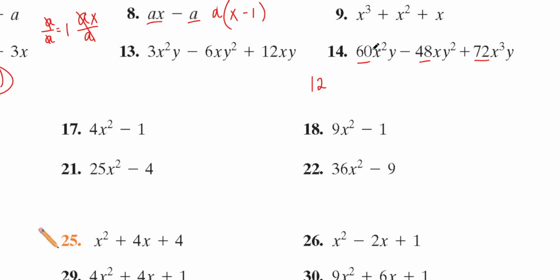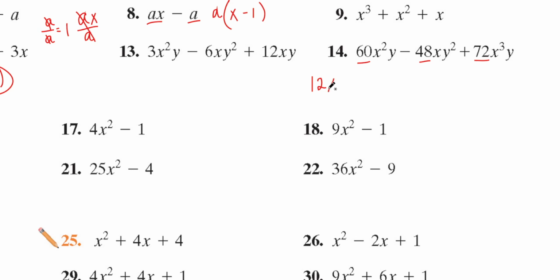Look at your x's now. I got x squared, I got an x, I got an x cubed. How many x's are in common with all 3 of them? 1. Just one of the x's, because this has x squared. So in this case, you take the smaller of the 3.